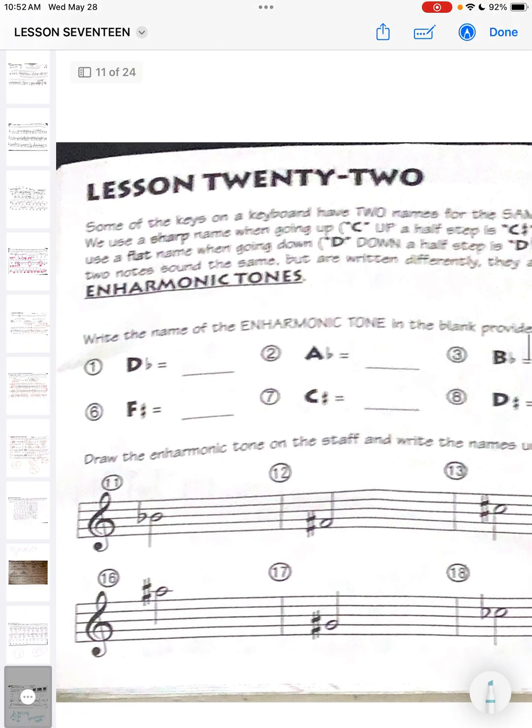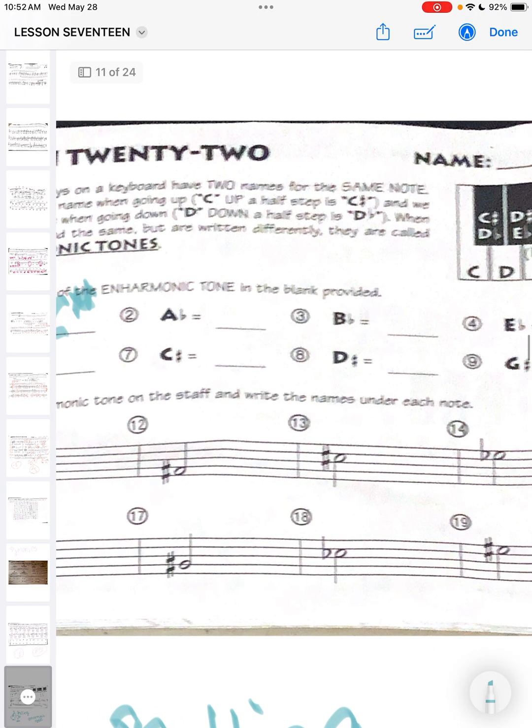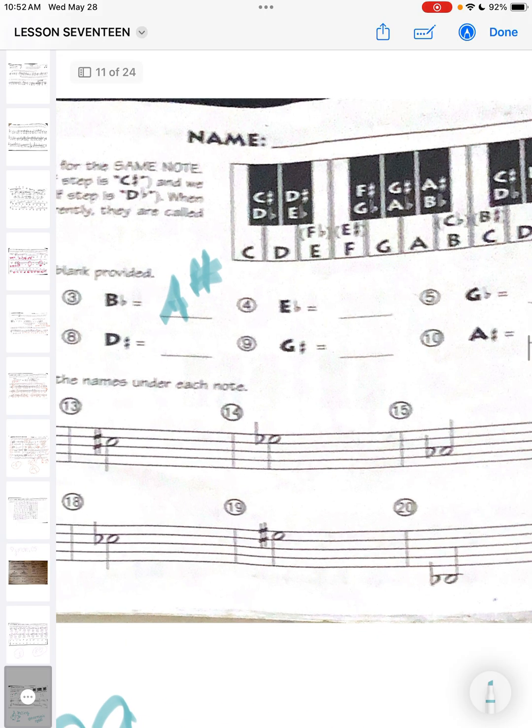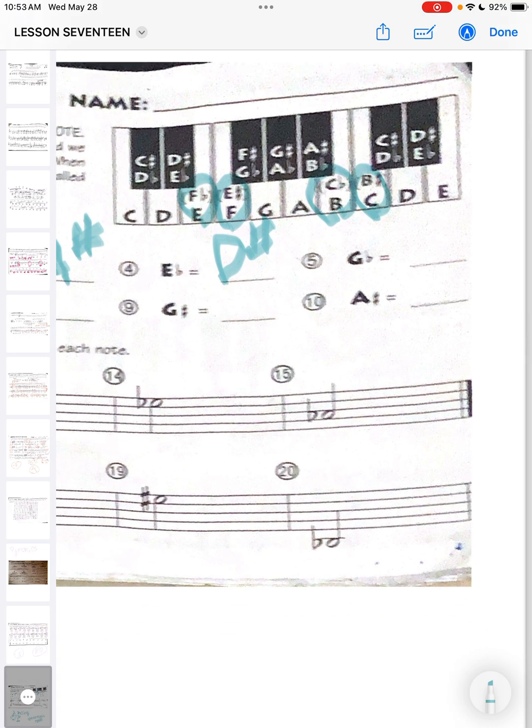So, I'm going to go through this one. Write the name of the enharmonic tone in the blank provided. Go through this rather quickly so you can see what it's about. D flat is the same as C sharp. Number 2, A flat is the same as G sharp. B flat is the same as A sharp. E flat is the same as D sharp. But there are some exceptions: F flat is E natural, and E sharp is F. The same for C flat is B, and B sharp is C. Those are the only exceptions besides the black keys.